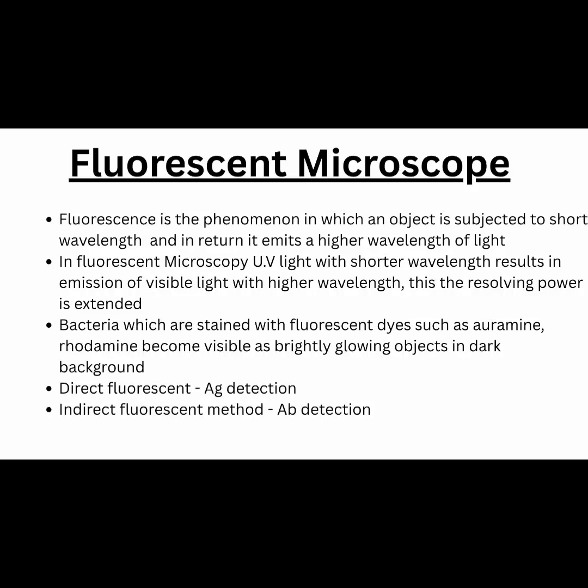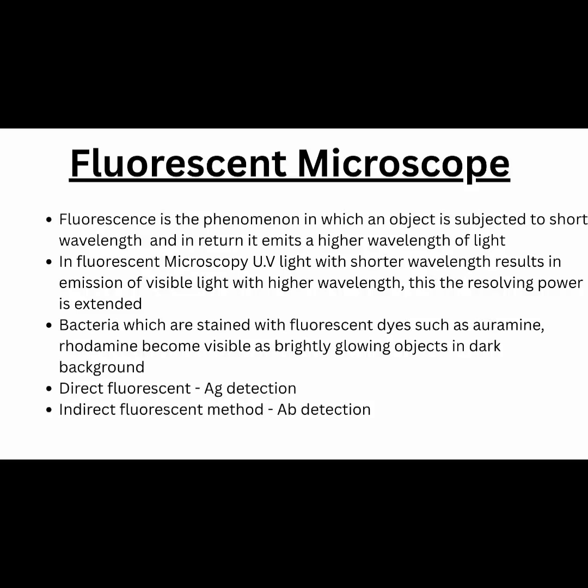Next is fluorescent microscope. Fluorescence is the phenomenon in which an object is subjected to short wavelength light and in return it emits a higher wavelength of light. So in fluorescent microscopy we use UV rays, or ultraviolet light rays, which are of shorter wavelength. It results in the emission of visible light with a higher wavelength. So the resolving power of the microscope is extended, meaning beyond 1.25, the resolving power of the light microscope.